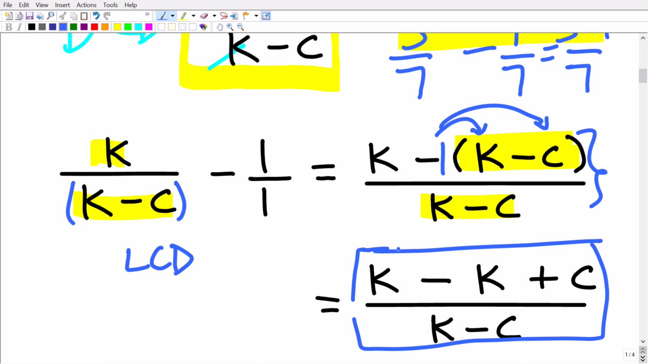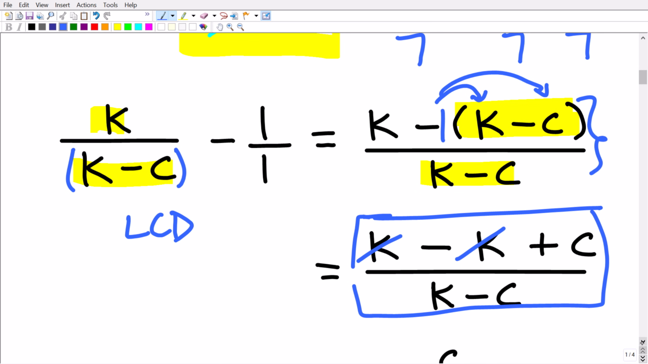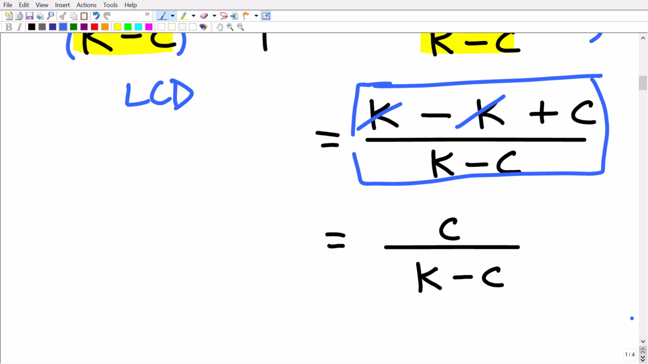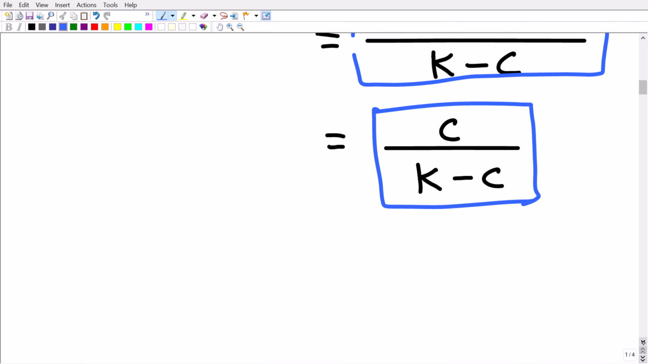Okay, so we're almost there because now we can cancel these k's. k minus k is 0. So we're left with c over k minus c. All right, so this is now our numerator. Now let's go ahead and put this together.